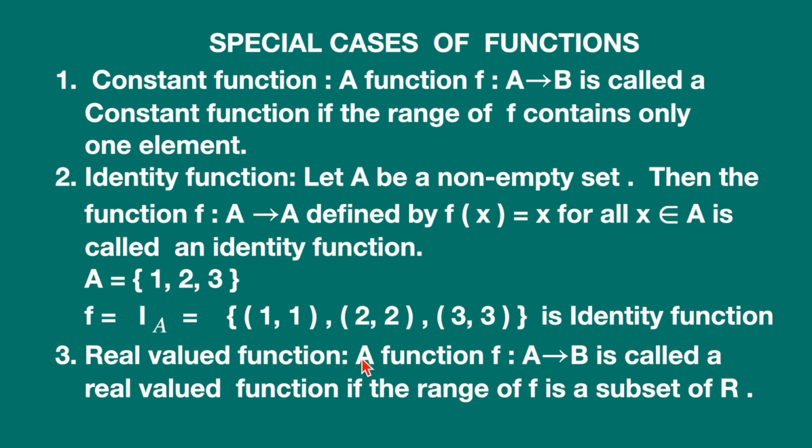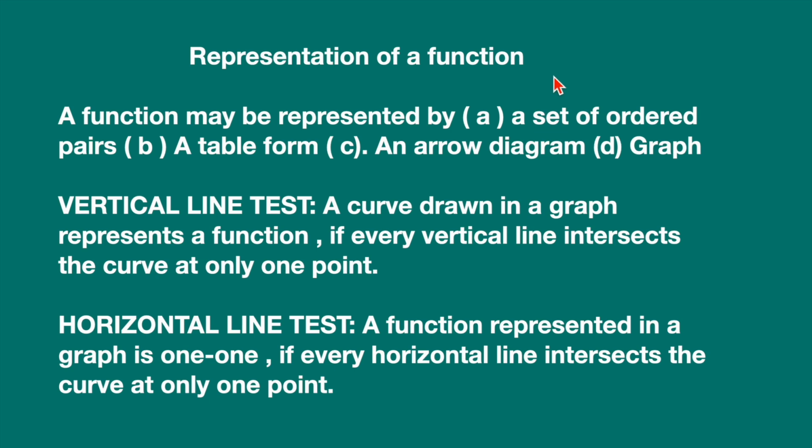Real valued function. A function f from A to B is called a real valued function if the range of f is a subset of R. R is the set of real numbers. Representation of a function. A function may be represented by a set of ordered pairs. We have seen a table form, an arrow diagram, or a graph. These are 4 different ways to represent a function.